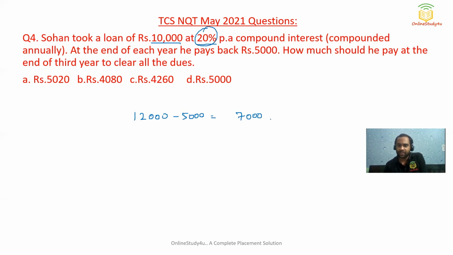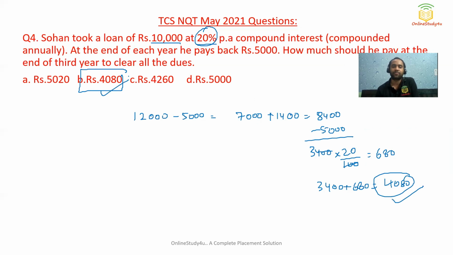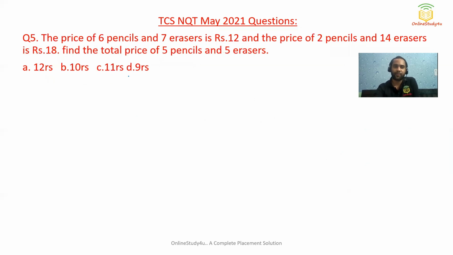Then again 20%. So 20% of this will be what? 1400. 7 into 2 will be 14. So now second year 8,400. He is again giving 5,000 rupees, so it will become 3,400. Now again 20% in the third year, so it will be 680. That means if he gives 3,400 plus 680 rupees, so if he gives 4,080 rupees, then all his dues will be cleared and he will be free from the loan amount. So option B for the fourth question is the correct answer.